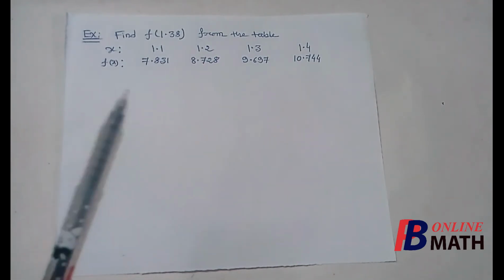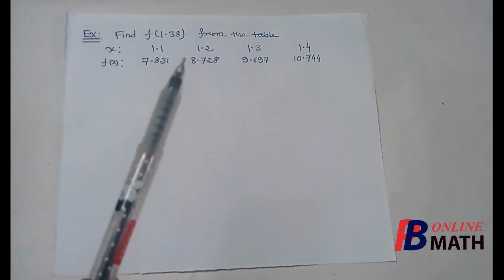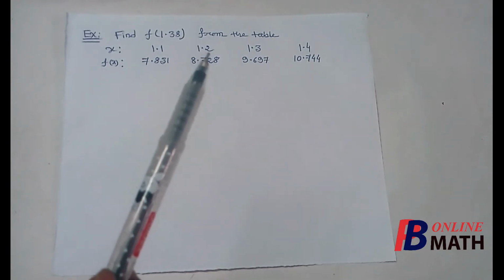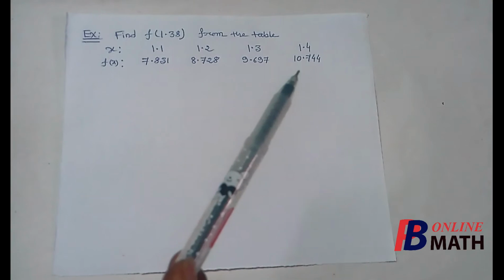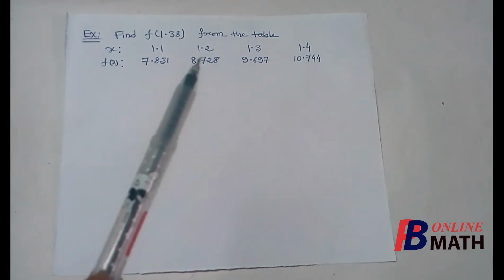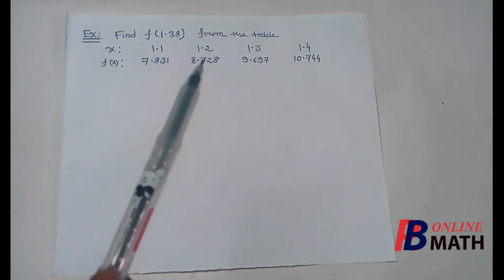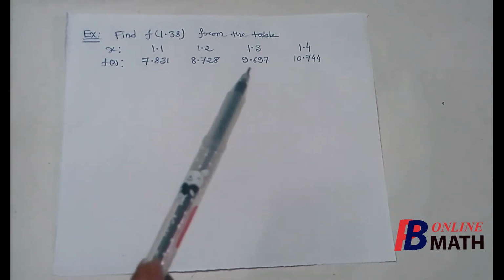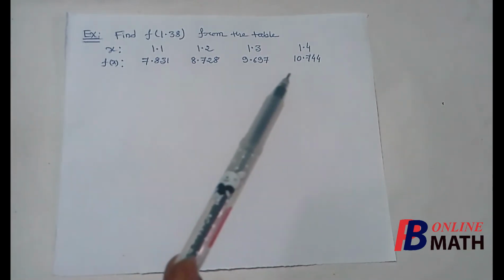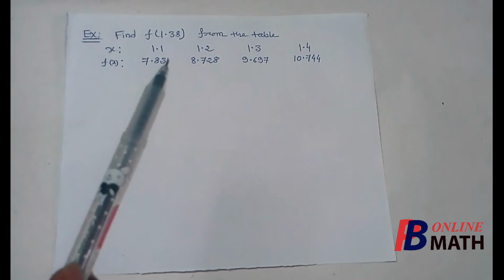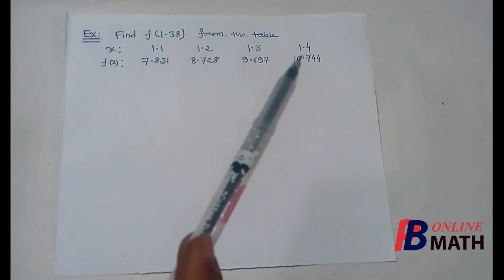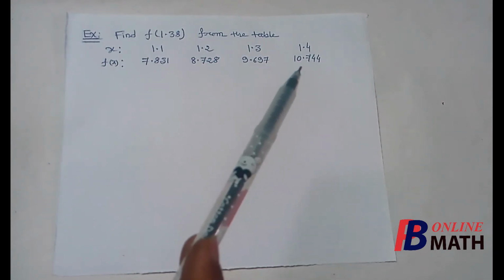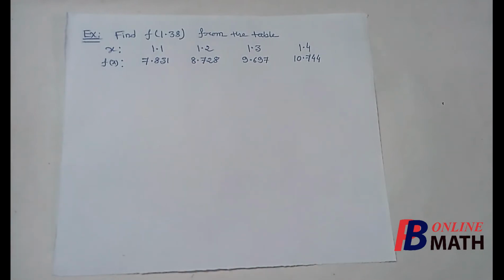We consider this example. Find the value of the function at the point 1.38 from the following table. Here we find that there are 4 arguments given, equispaced arguments with h equal to 0.1, the distance between any 2 consecutive arguments, and 4 corresponding entries are given. And we have to find the value of the function at 1.38, which is very close to 1.4, the last argument. So we shall use Newton's backward interpolation formula.